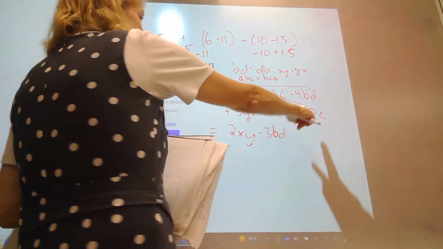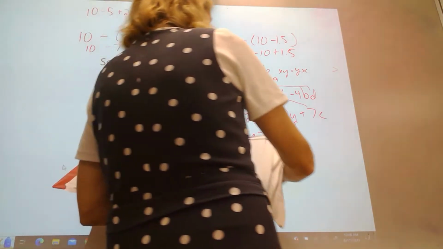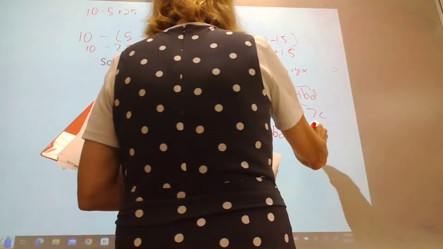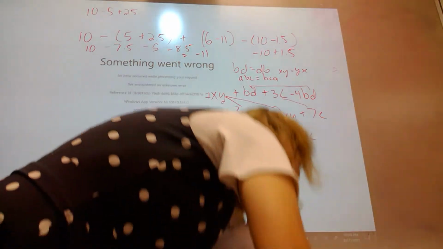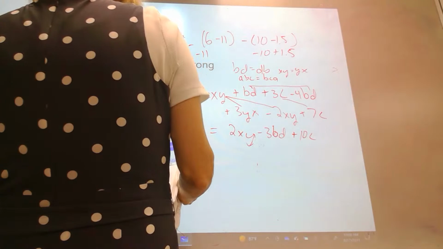We have 3C plus 7C. Abigail, what do you have? 10C. Okay? Everybody understand? All right, let's go to the next one.